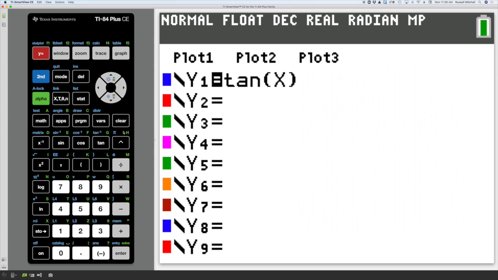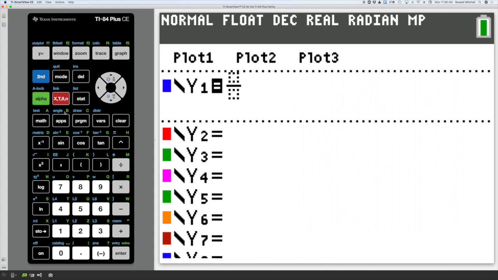Let's do one of the reciprocal ones that we learned. So we're going to put in the fraction bar, and then let's do 1 over sine x. So this is the definition of what cosecant is, right? Because cosecant x is 1 over sine x.